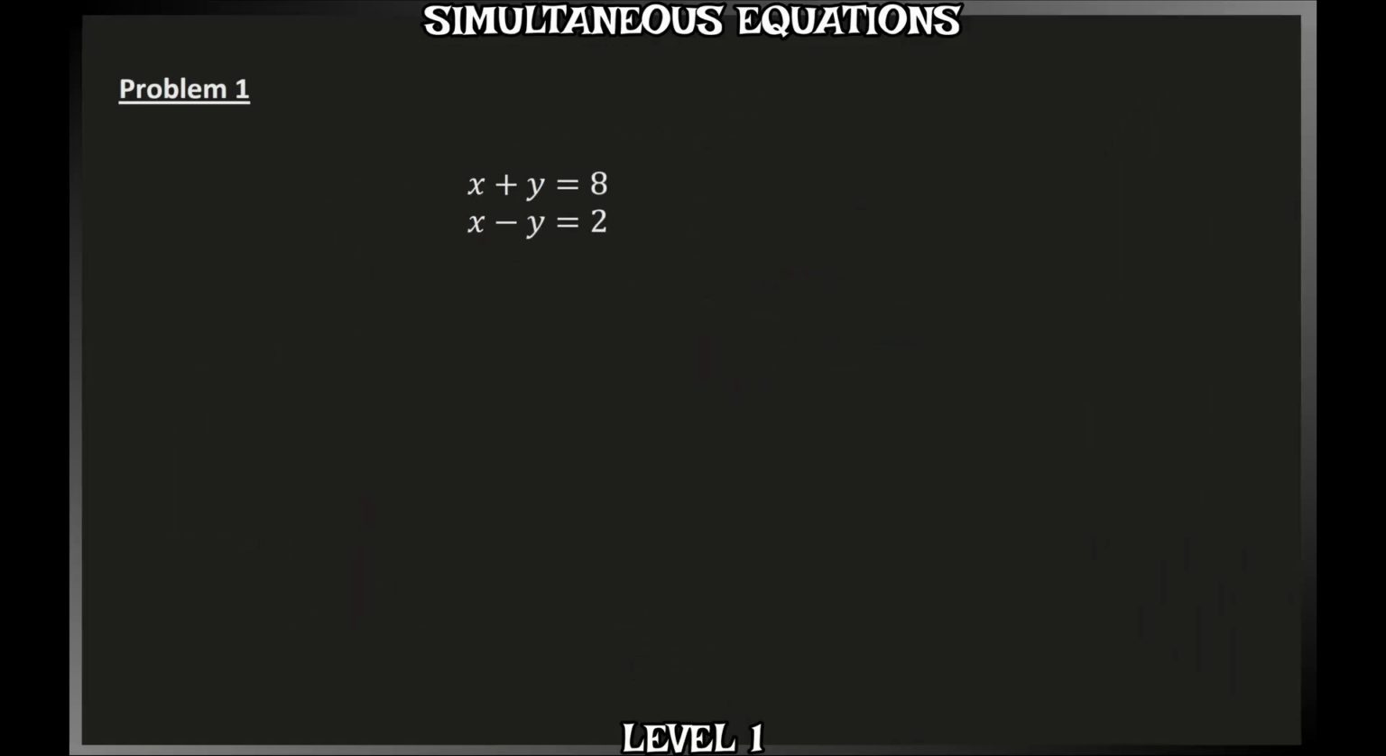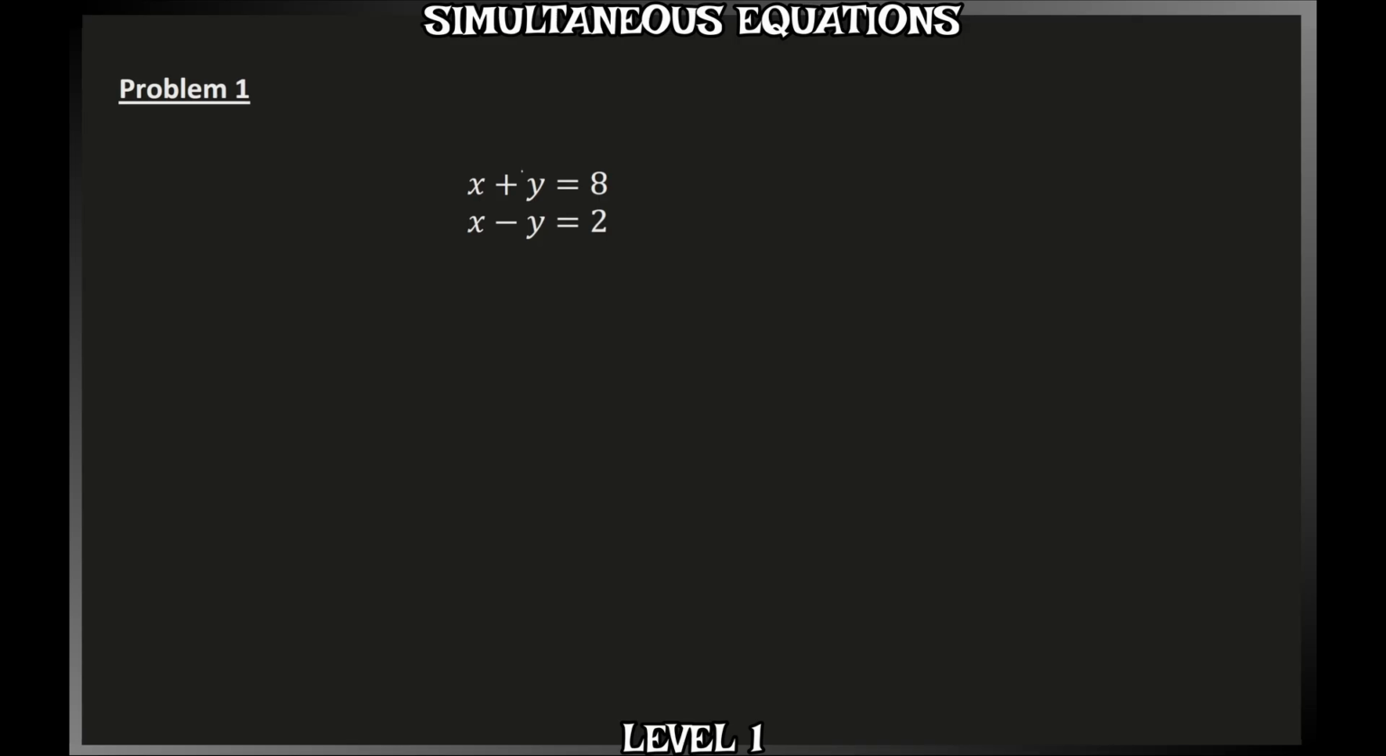In problem 1, we're solving x plus y equals 8 and x minus y equals 2. Now to solve this, we'd like to eliminate one of the variables. So this means we need to either get rid of the x's or get rid of the y's. Looking at the x's, we have a 1x in the first equation and a 1x in the second, and so we could eliminate these x's by subtracting one from the other.